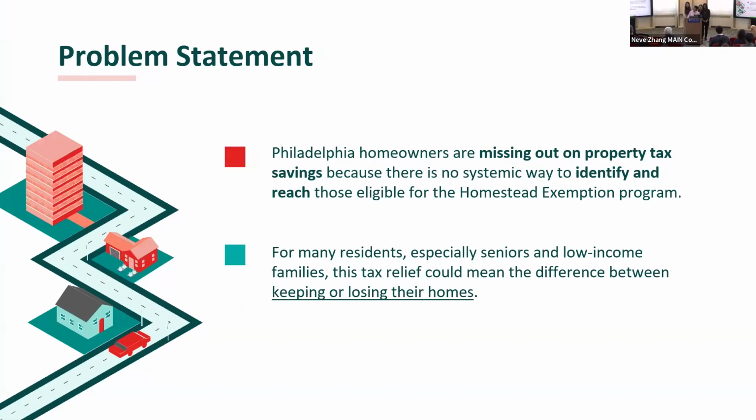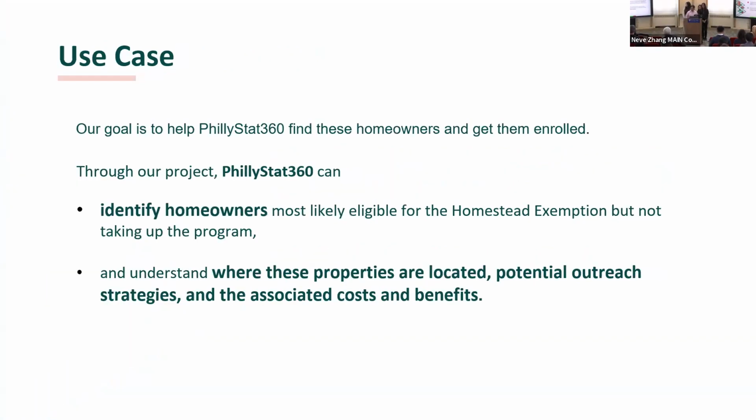So let me start with an important problem facing the city. Many Philadelphia homeowners are missing out on significant property tax savings because there is no systematic way to identify and reach those eligible for the homestead tax exemption program. For many residents, especially seniors and low-income families, this tax relief could mean the difference between keeping or losing their homes. Now that we've established the problem, let's explore our use case and how we aim to address this gap.